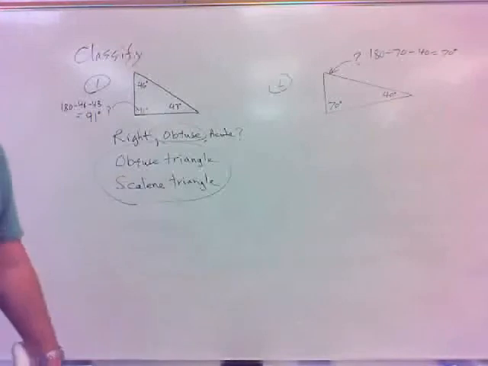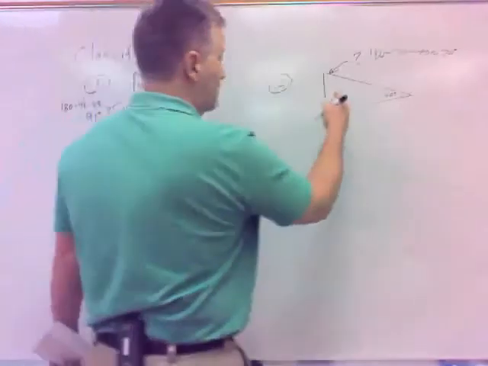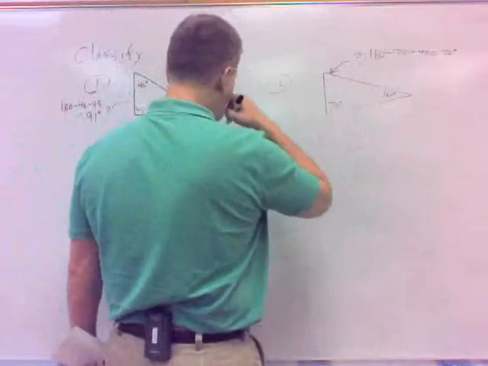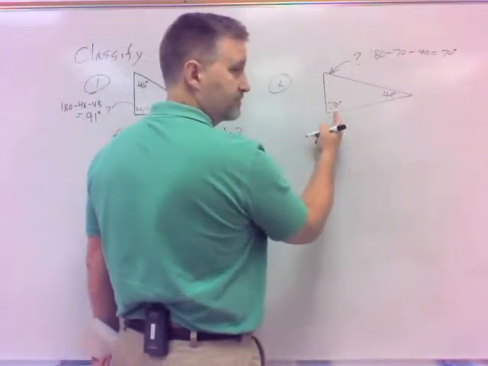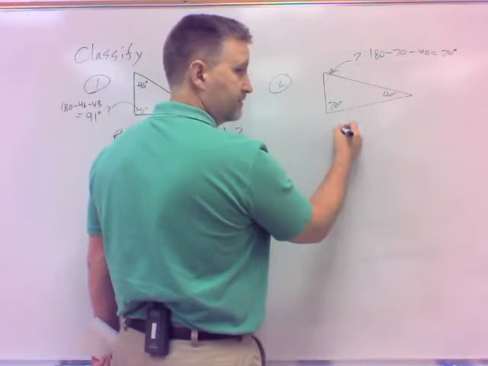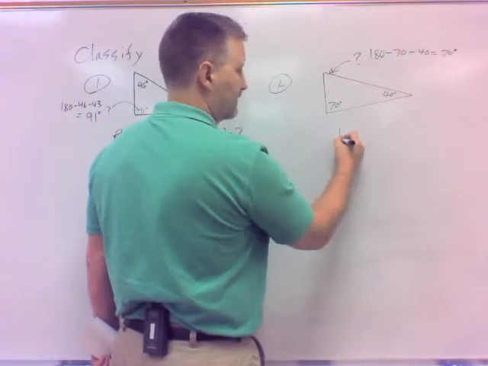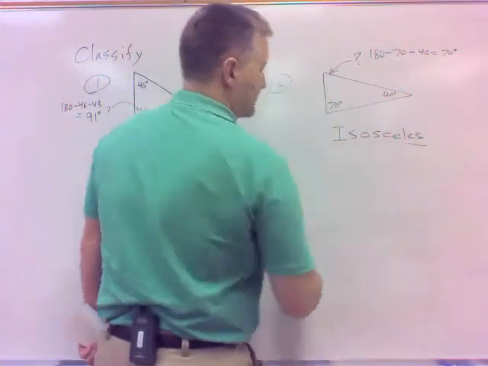What is that telling me? Two sides are the same, because I have two angles the same. What kind of triangle is that then? Two sides the same: isosceles. So it's isosceles.